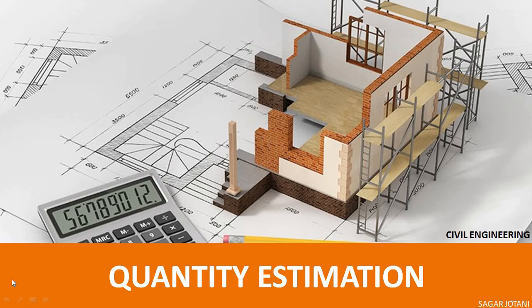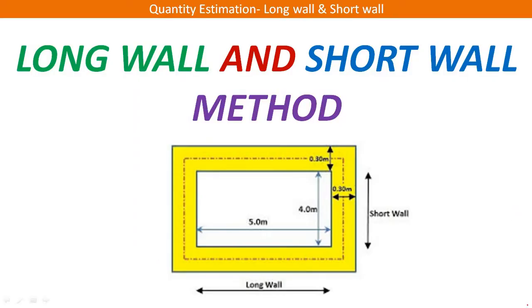In this video we will see how to calculate the quantity estimation for a single room. There are two kinds of methods to calculate the quantity. The first method is the long wall and short wall method, and the second method is the center line method. In this video we will see the long wall and short wall method to calculate the quantity of a single room. Here you can see the plan of a single room having a size of 5 cross 4 meter.